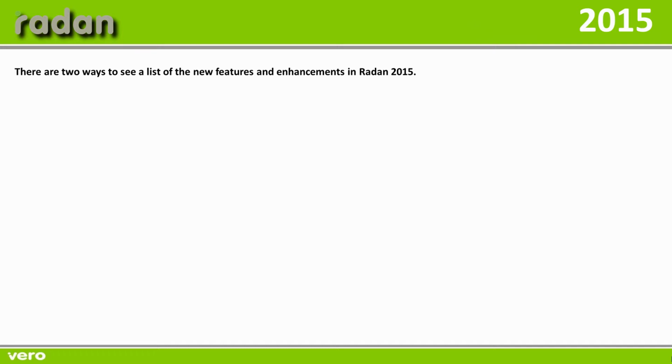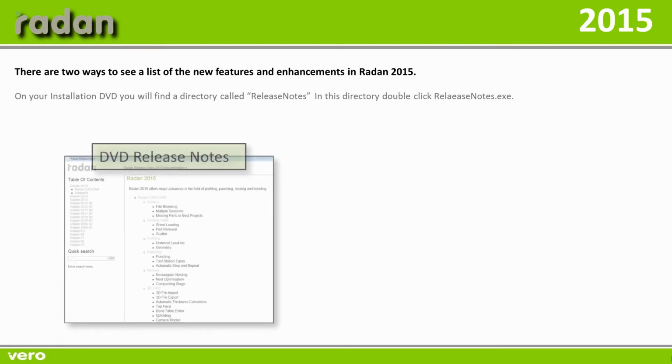Now I'm going to go through what's new in Radan 2015, but if you want to see a detailed list, there are two ways to go about it. On your DVD or in your download directory, there is a directory called Release Notes, and in that directory is an exe called releasenotes.exe. If you double click on that, it will display a list of all the features that are currently in Radan 2015.